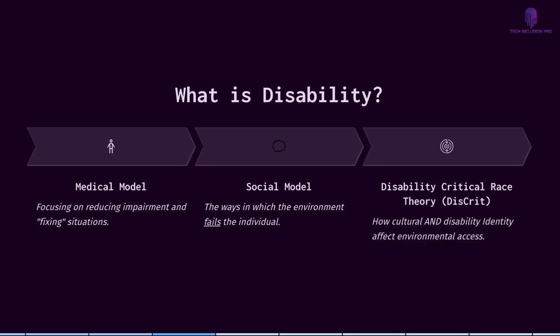And then the final model of disability I want to cover, which we have some publications about as well, is the disability critical race theory. And this really looks at how cultural and disability identity affect environmental access to things. Now, that's a very broad category, and there will be more videos on this in the future as well. However, what we look at within disability is if you are from a marginalized group and you have a disability, or are being labeled as having a disability, or you have your own disability identity that you share with others, that might gain or lose different access to things like education, medical care, and so on.